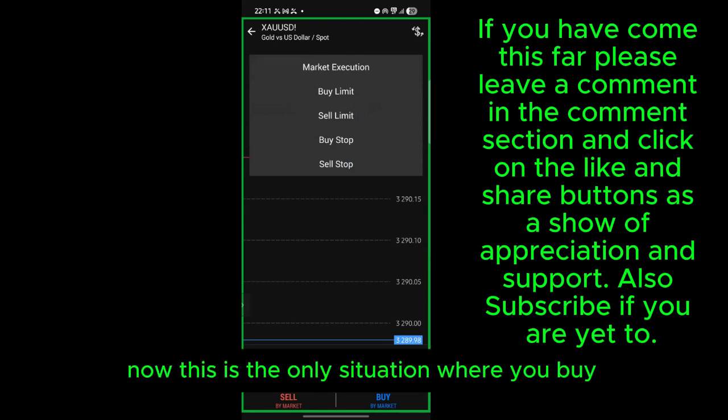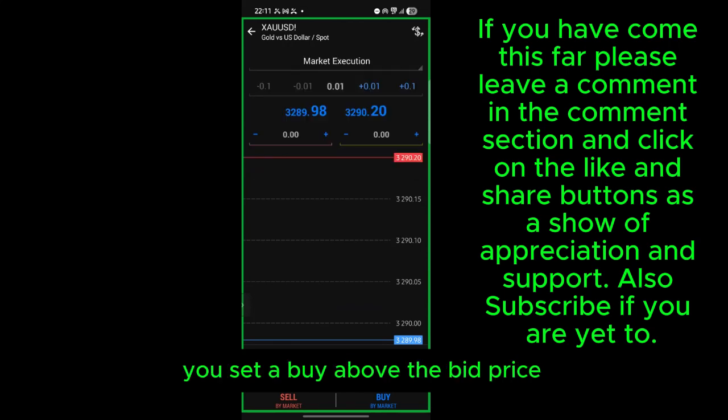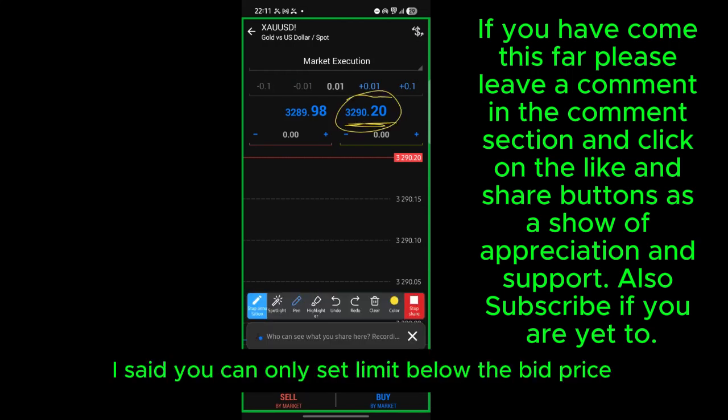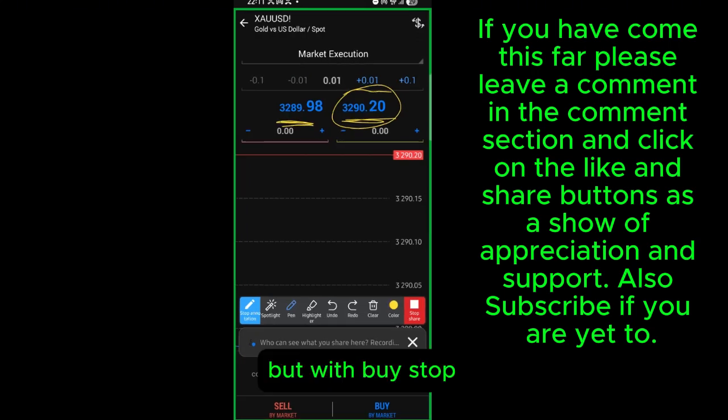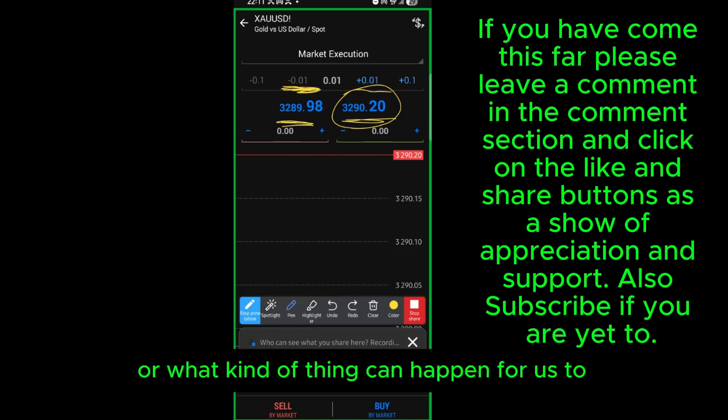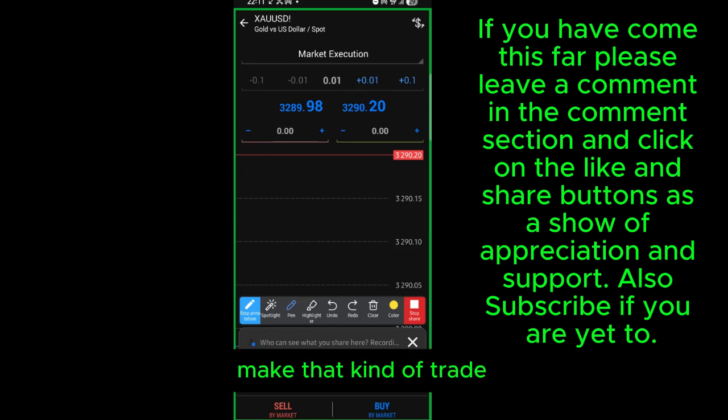Now, this is the only situation where you set a buy above the bid price. Remember, with your buy limit, I said you can only set limits below the bid price. But with buy stop, you can set a buy above the bid price. Now, in what situation can this kind of trade happen for us?